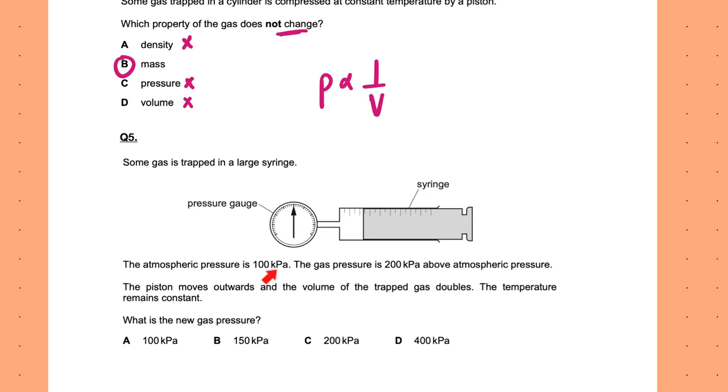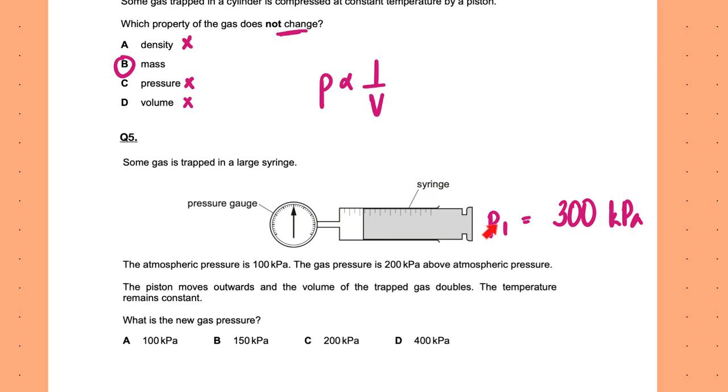Question 5. Some gas is trapped in a large syringe. The atmospheric pressure is 100 kilopascals. The gas pressure is 200 above atmospheric. So I know that that would make it 200 plus 100, which is 300 kilopascals. The piston moves outwards and the volume of the trapped gas doubles. Temperature remains constant.